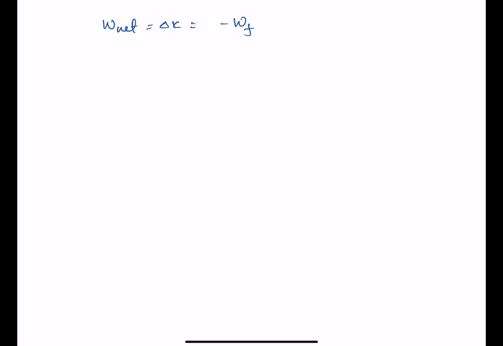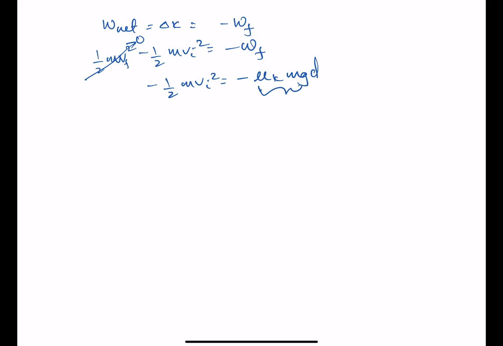Friction did the negative work. 1/2 mv initial squared, 1/2 mv final squared. The final state was at rest, so negative work done by friction: 1/2 mv initial squared minus mu k mg d, friction kinetic. Negative cancels out, mass cancels out. From here we can find the displacement.